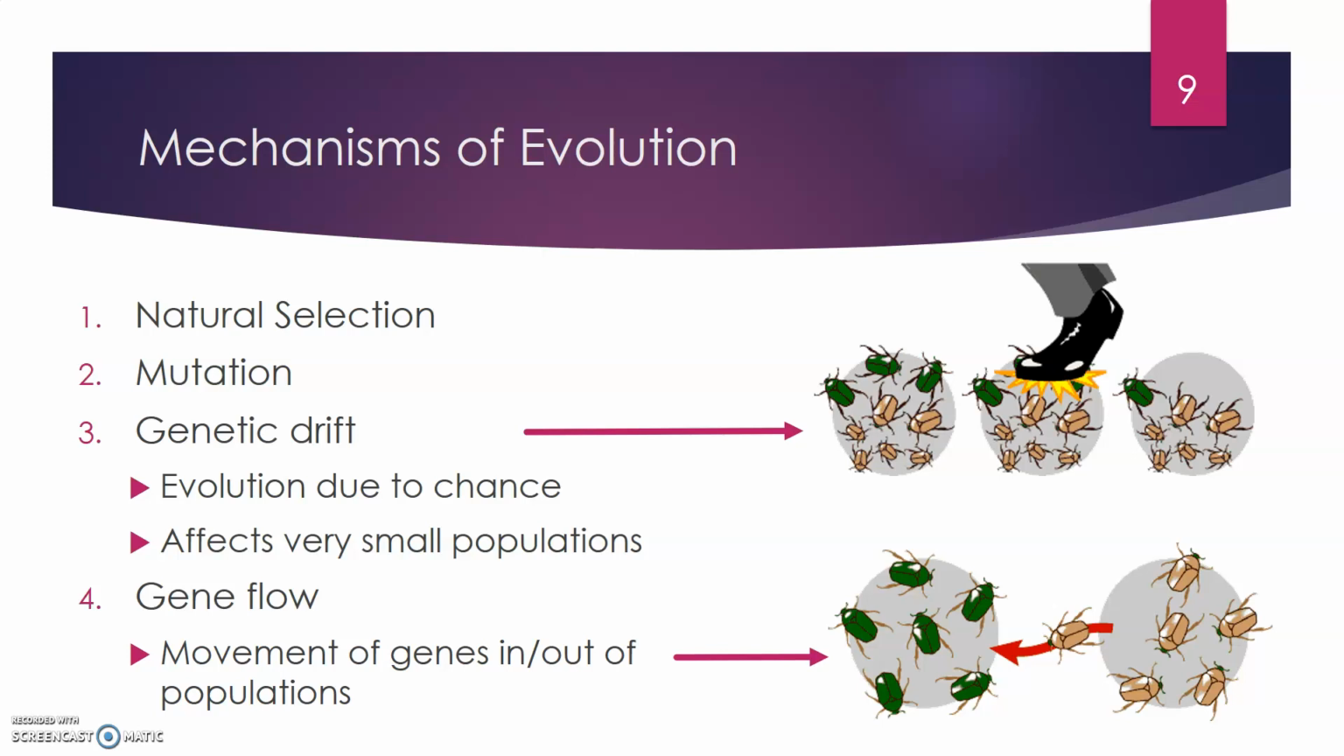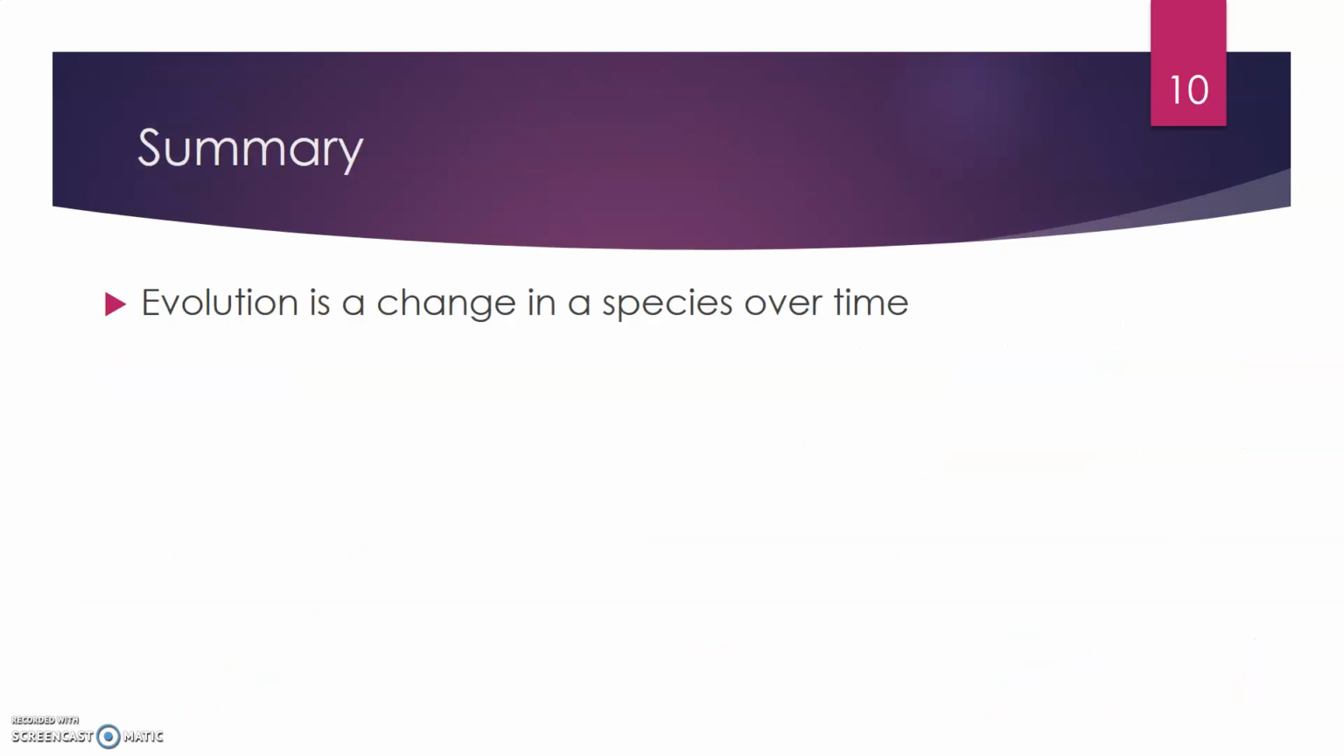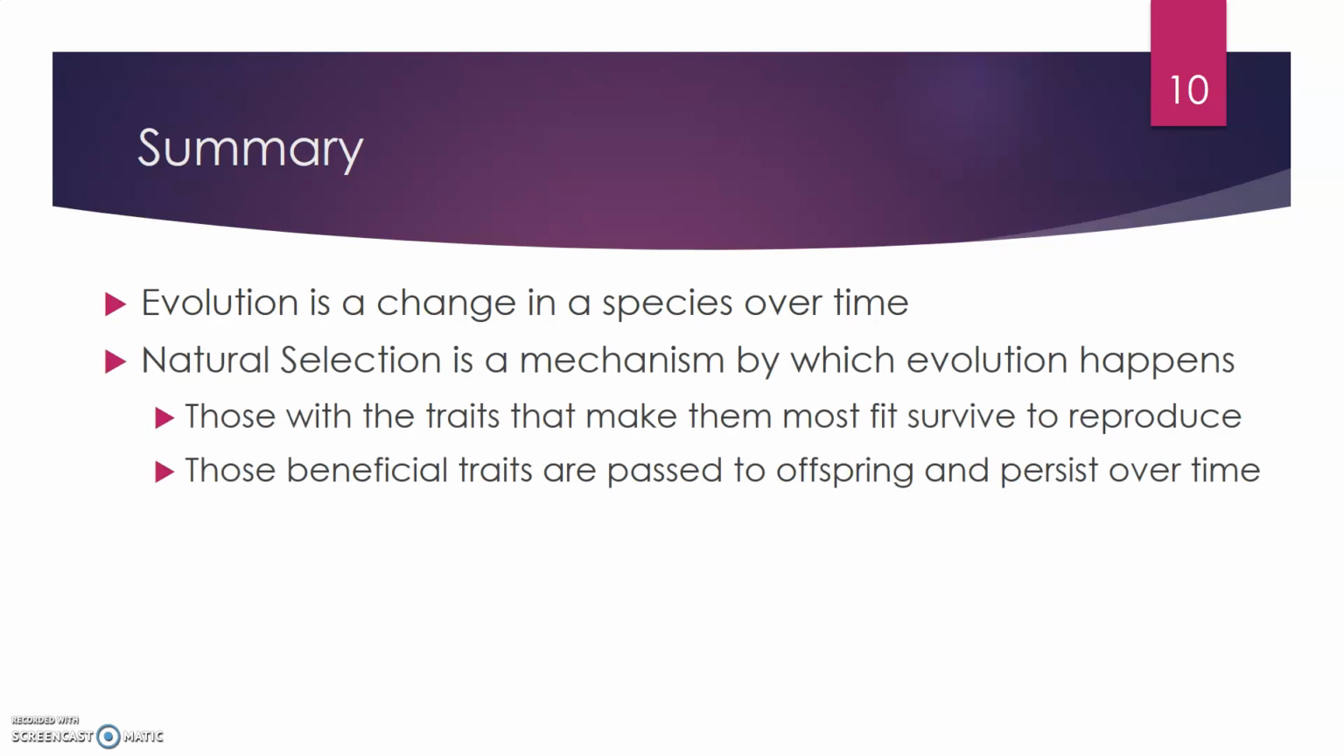And so the 4 mechanisms of evolution that we're going to need to know are natural selection, mutation, evolution by chance or genetic drift, and then evolution by migration or gene flow. And so just a brief summary of this lecture. Evolution is a change in a species over time, and it is distinct from natural selection. And I think sometimes you think of those two terms as synonymous, but evolution is the change and natural selection is the mechanism by which the change happens.